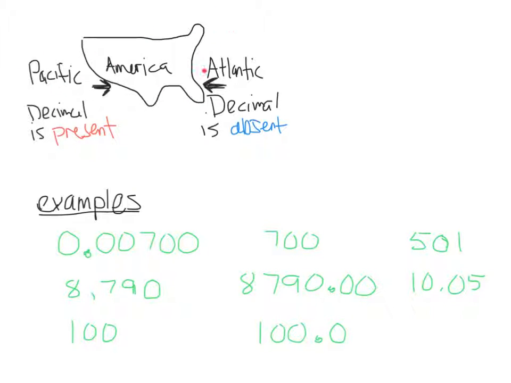The Pacific and Atlantic just gives you directions on where to start on your number and which direction to start counting. You start on the Pacific side, or the left-hand side of the numbers, if the decimal is present. So if you have a decimal present, which we have for quite a few of these numbers. You start on the right-hand side, or the Atlantic side, if the decimal is absent. So we have a few numbers in here without a decimal.